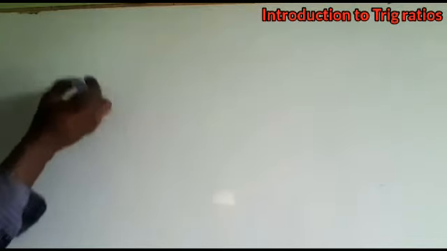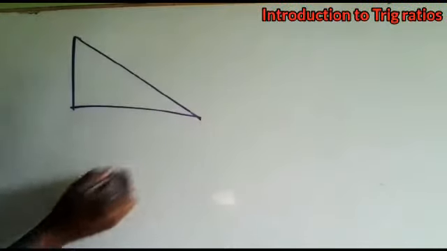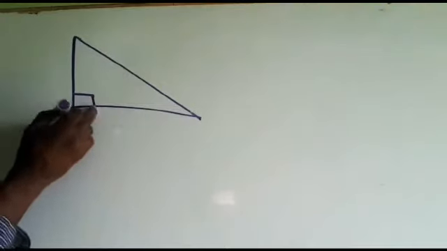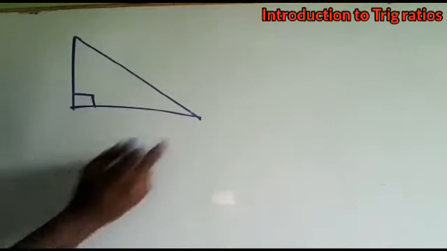In this video, we want to look at identifying the hypotenuse side of a right angle triangle, the opposite side, and the adjacent side. So let us start with a right angle triangle. There we have a right angle triangle, and I put my right angle indicator here. So this tells me that it's a right angle triangle.